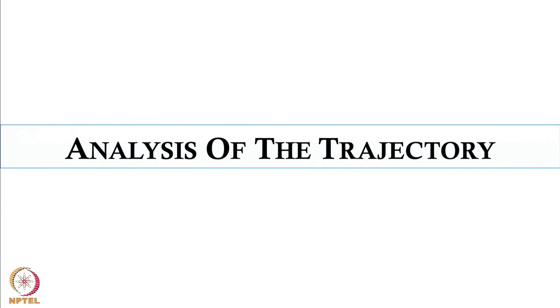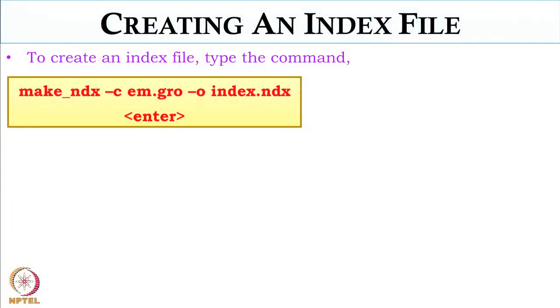Now we'll analyze the trajectory. Since in case of water we have 3 sites, we have to create an index file, as we did in case of argon. To create an index file, we have to type the command make_ndx, and then we have to use a GRO file. We can use any GRO file, like conf.gro or em.gro or full.gro. Any GRO file will work.